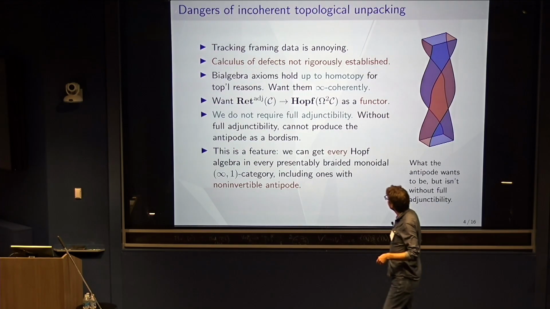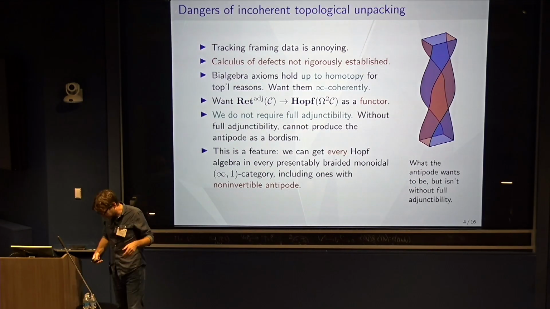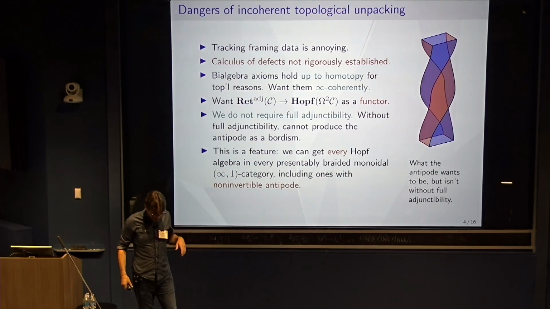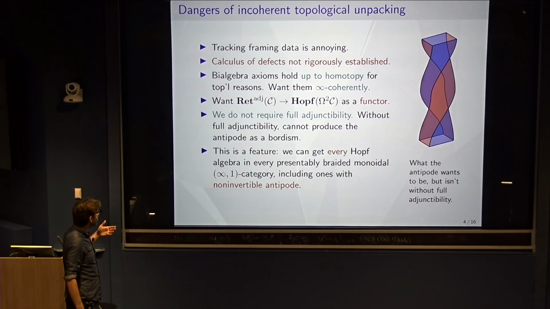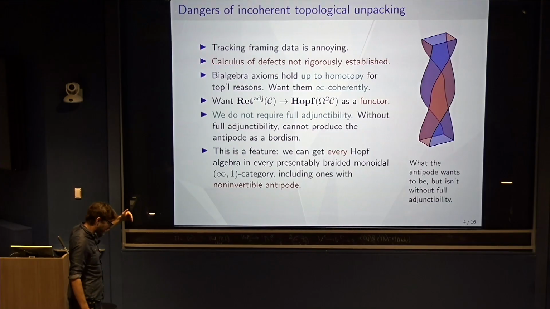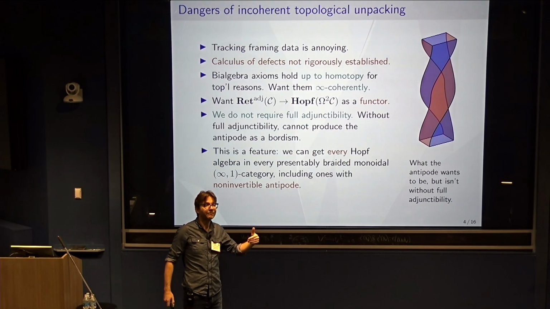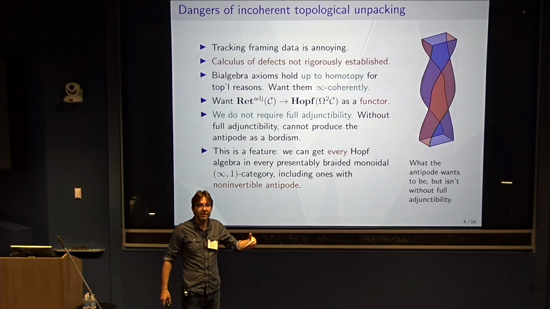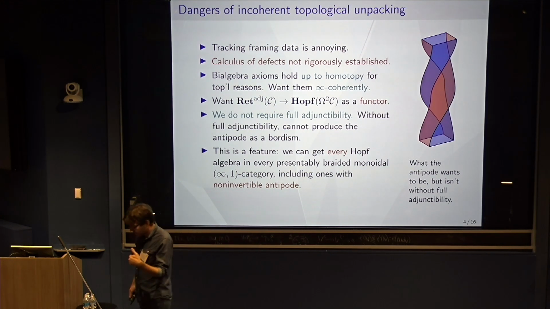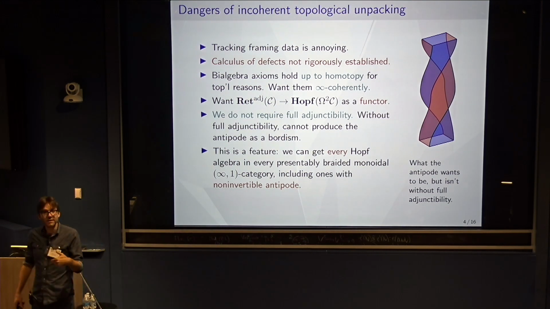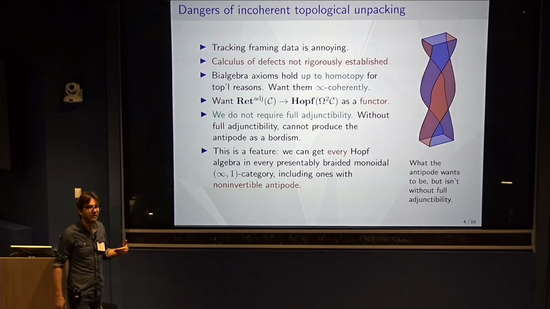The other reason why I don't want to do this type of stuff is, part of this coherent stuff is, for instance, I'm going to need that this is all nice and functorial. But also, in my theorem, I didn't need full adjunctability. And I have examples where I might not have full adjunctability. And if I'm drawing manifolds, it's dangerous to draw manifolds to compute when you don't have full adjunctability.